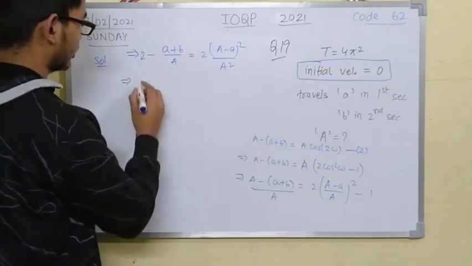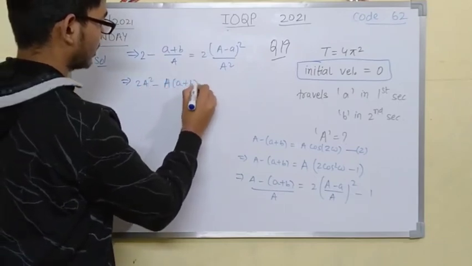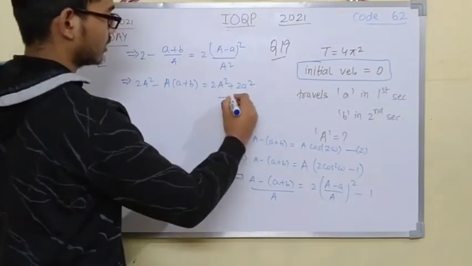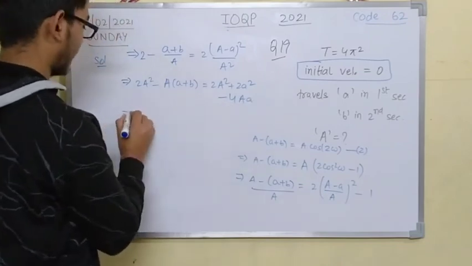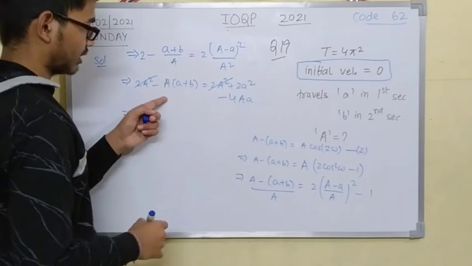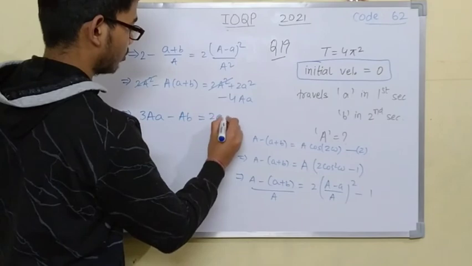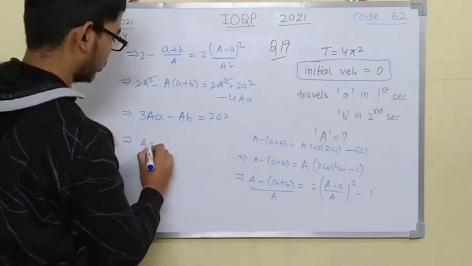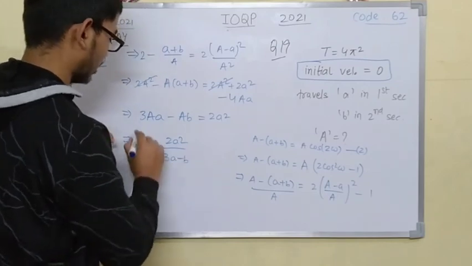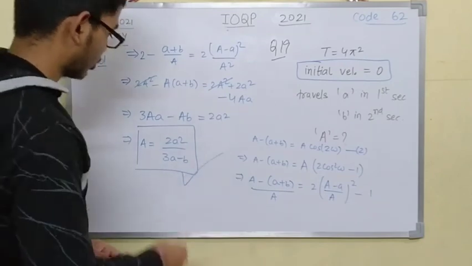Now we will multiply with A square. 2A square minus A times a plus b equals 2A square minus 4Aa plus 2a square. This will get cancelled out. Minus 4Aa will come this side and it will become 3Aa minus Ab equals 2a square. Now the amplitude of the SHM is A equals 2a square over 3a minus b. Just a little bit of calculation was involved and we have obtained the amplitude. So this is our required answer.